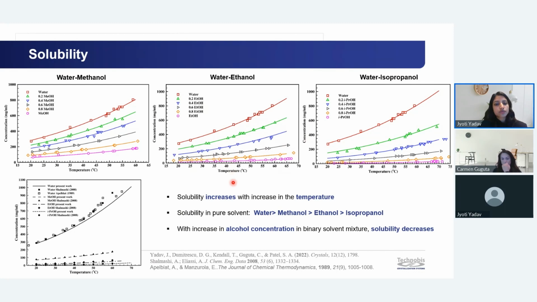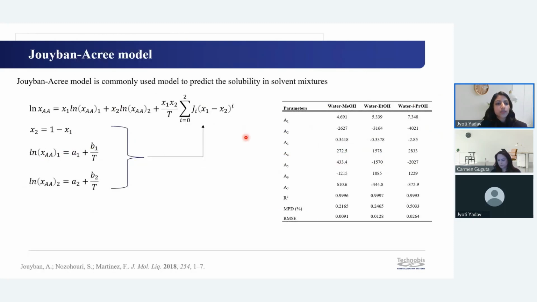But suppose we want to determine the solubility at any temperature and at any solvent composition. For that, we have the Jouyban-Acree model. This is the equation used for binary solvent systems, where XAA is the solubility of ascorbic acid in mole fraction, and X1, X2 represent the binary solvent composition, X1 as the composition of solvent 1 and X2 as the composition of solvent 2. And this is the solubility of ascorbic acid in pure solvent 1, and this is the solubility of ascorbic acid in pure solvent 2.